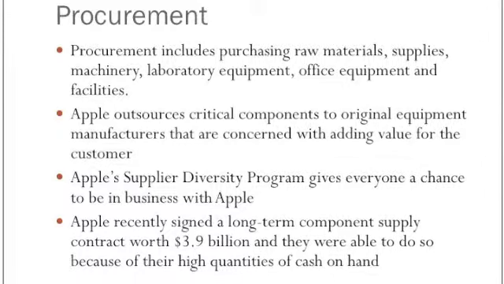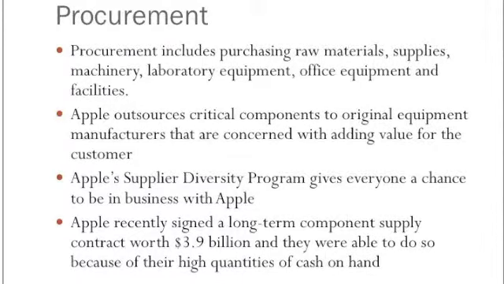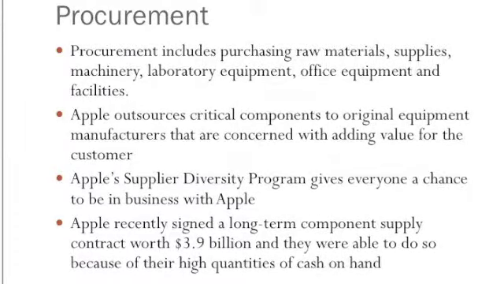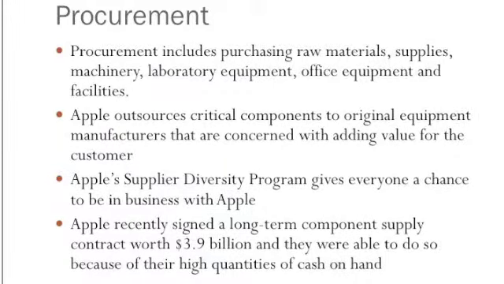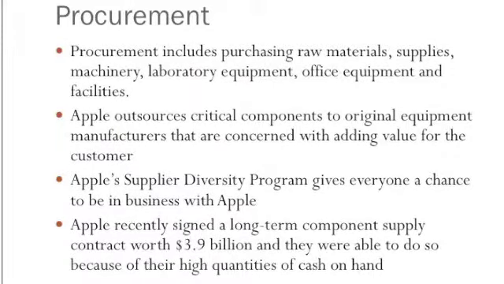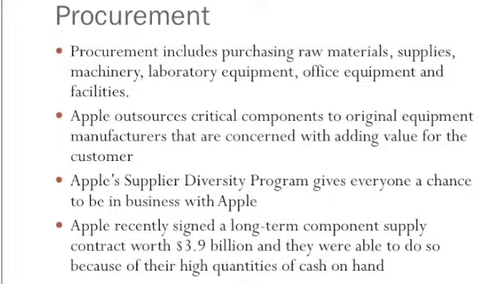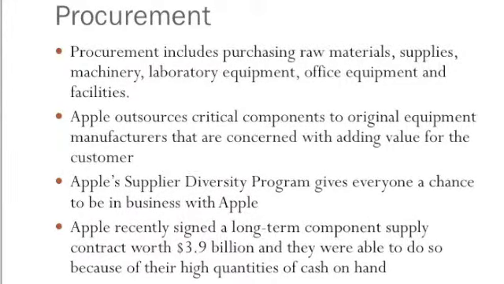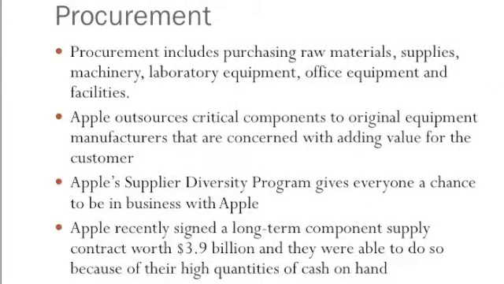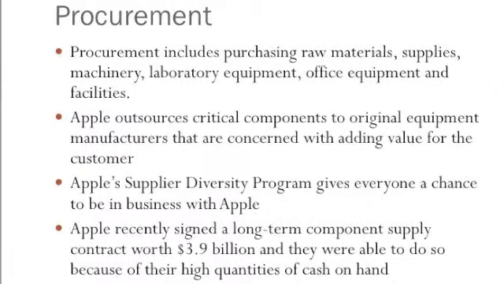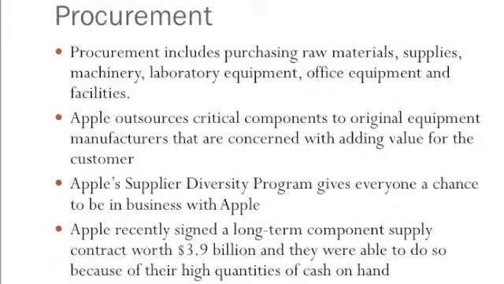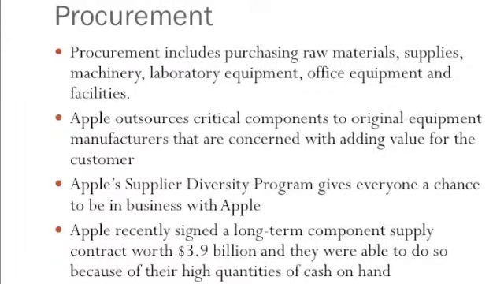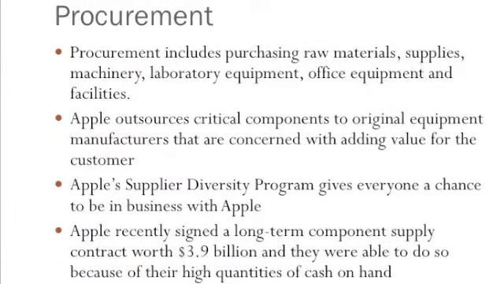Procurement includes purchasing raw materials, supplies, machinery, laboratory equipment, office equipment, and facilities. Apple outsources critical components to original equipment manufacturers that are concerned with adding value for the customer. Apple's supplier diversity program gives everyone a chance to be in business with Apple. Apple recently signed a long-term component supply contract worth $3.9 billion, and they were able to do so because of their high quantities of cash on hand.